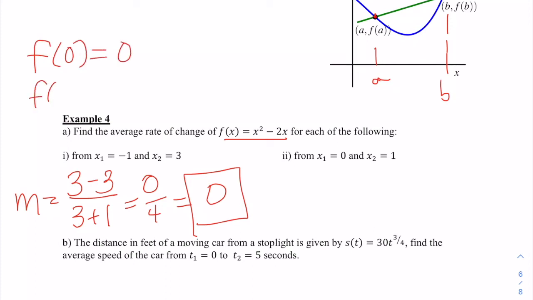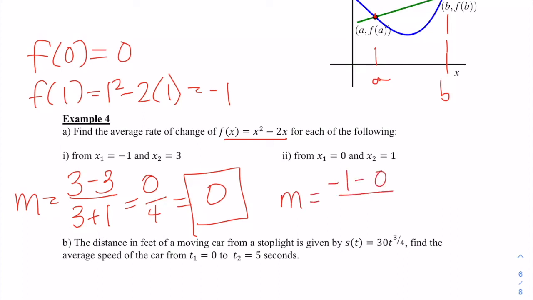And then when I plug in 1, that'll just be 1 squared minus 2 times 1. So that's going to be -1. So when I find the slope, it's going to be -1 minus 0 over 1 minus 0. So -1 over 1 is just -1. So this is another point.